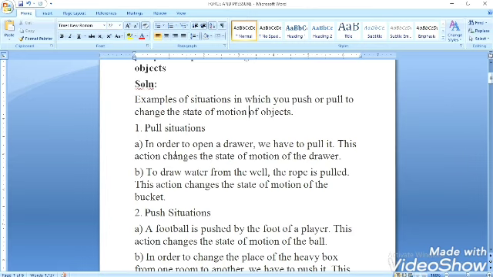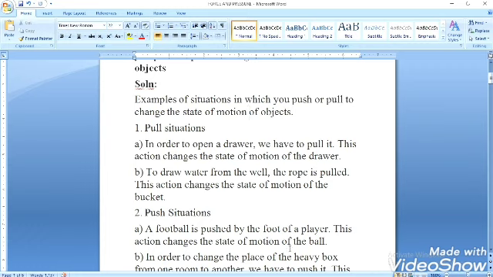In order to open a drawer, we have to pull it, right? This action changes the state of motion of the drawer. Its state of motion changes from rest to moving. Second one, to draw water from the well, the rope is pulled. This action changes the state of motion of the bucket. These are the 2 examples for pull situations.